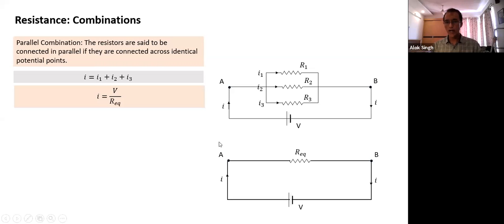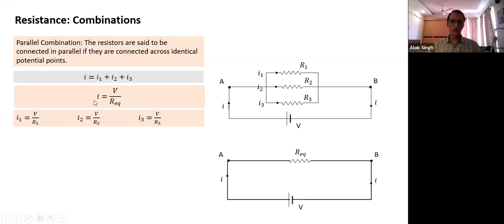Calculation of I is simple. Calculate I from this circuit: I is equal to V by Req. Similarly, I'll calculate I1. What is I1 here? Current is equal to potential drop divided by the resistance. What is the potential drop? VA minus VB, which is V. I1 is equal to V by R1. Similarly, I2 is equal to V by R2, and I3 will be equal to V by R3.